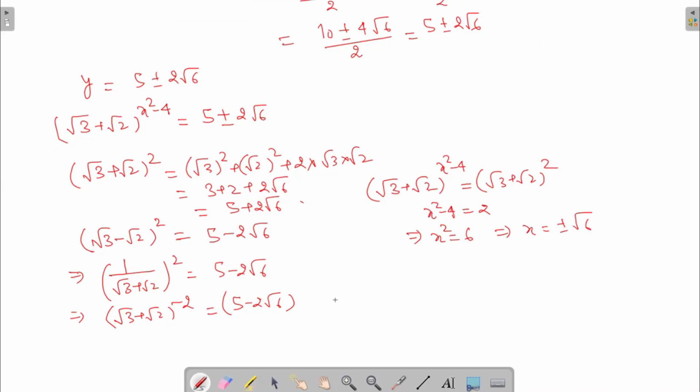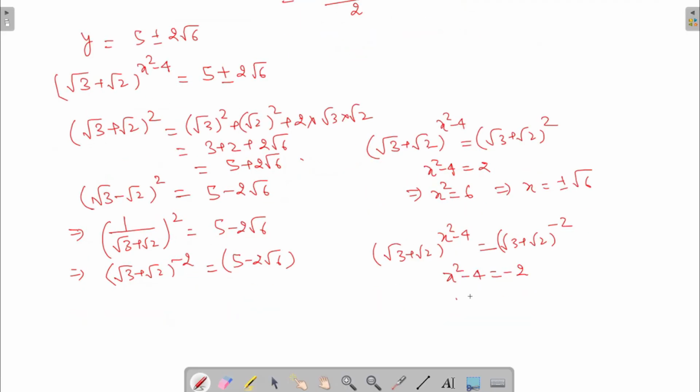Similarly, here I could say that root 3 plus root 2 raised to the power x square minus 4 is actually equal to root 3 plus root 2 raised to the power minus 2. And I could say that x square minus 4 is actually equal to minus 2. And then I get x square is actually equal to 2, or x is actually equal to plus minus root 2. So here I'm getting two values of x, root 6 and minus root 6. Here as well I'm getting two values of x, plus root 2 and minus root 2.